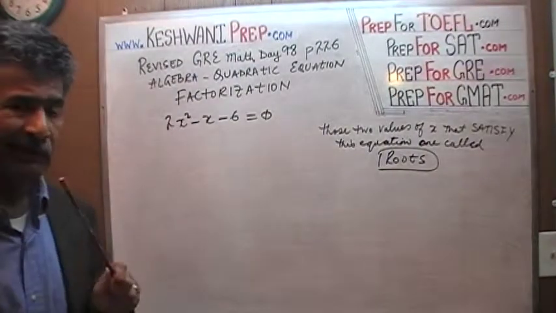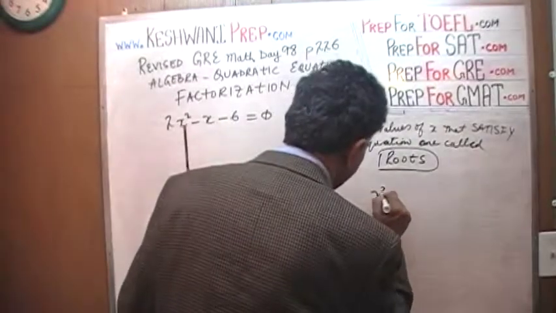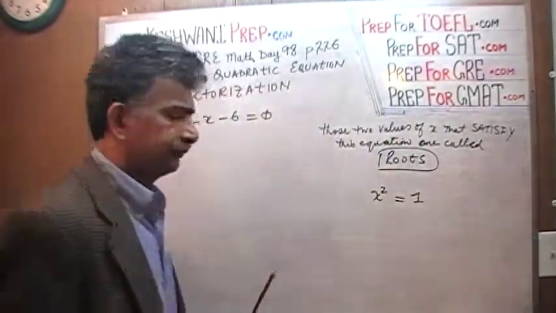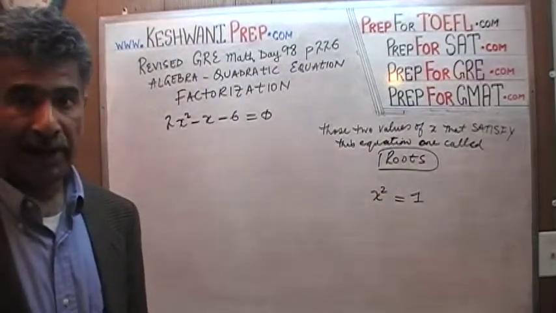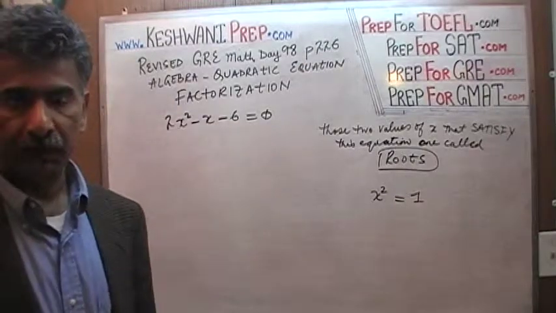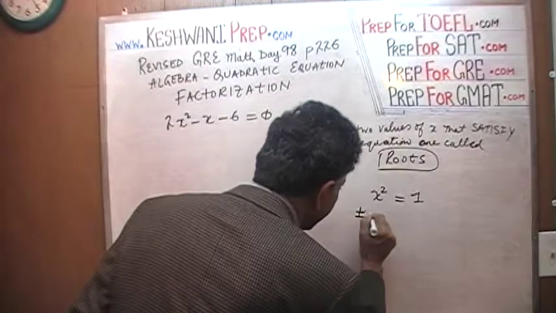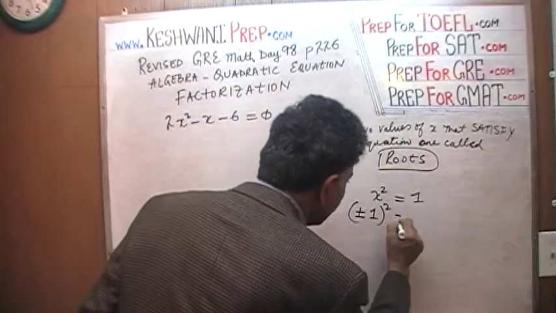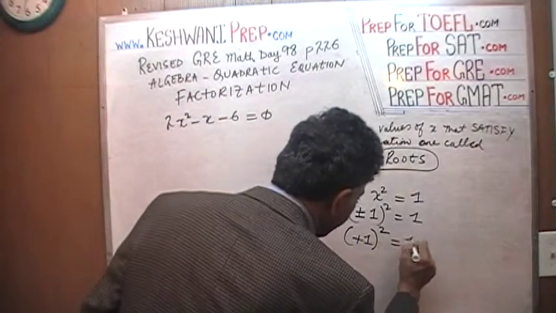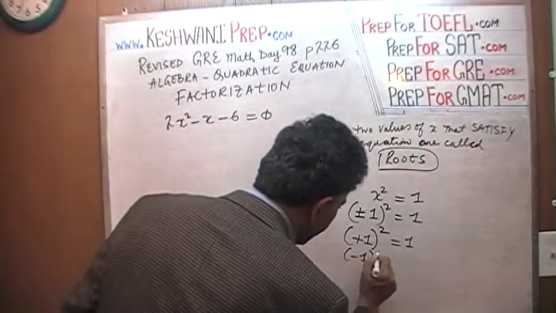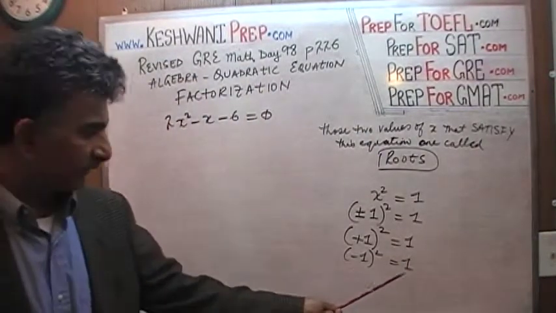Let me give you the simplest quadratic equation that you can find. How about this one? x squared equals 1. What values of x will satisfy this equation? Yes, there are two of them, and the two values are positive 1 and negative 1. This is how we write it. Positive 1 squared equals 1 and negative 1 squared also equals 1. Negative 1 times negative 1 is a positive 1.